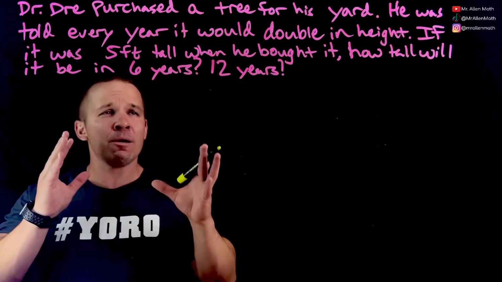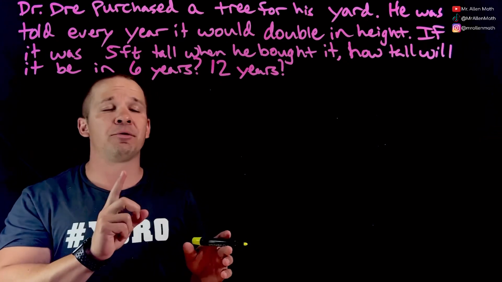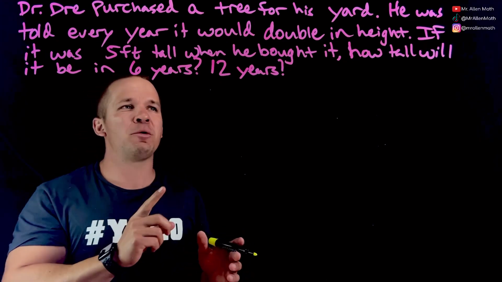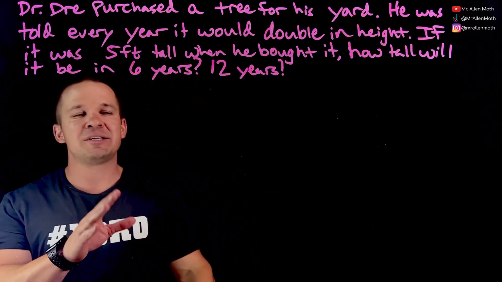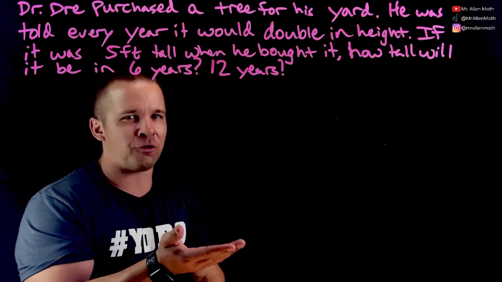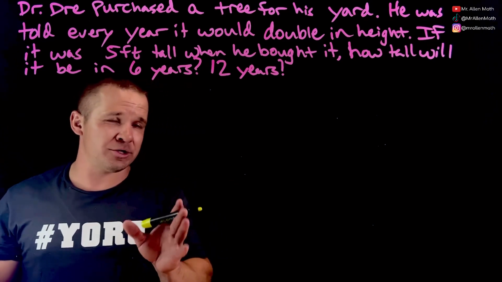Celebrity appearance. He purchased a tree for his yard, and he was told every year that it would double in height. Forever? That seems weird. If it was 5 feet tall when he bought it, how tall will it be in 6 years and in 12 years? All right. So sometimes with these application problems, we'll even follow up and say, does this make sense? Can we really have this model hold true this whole time? So we'll address all those things. And I'm going to show you guys a couple different ways of going through this.